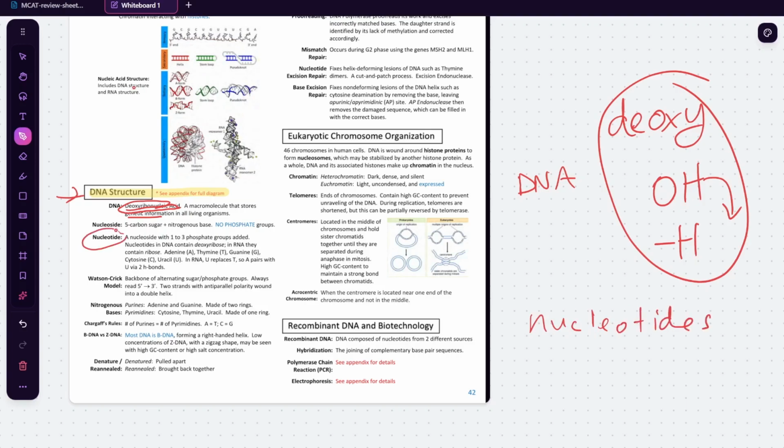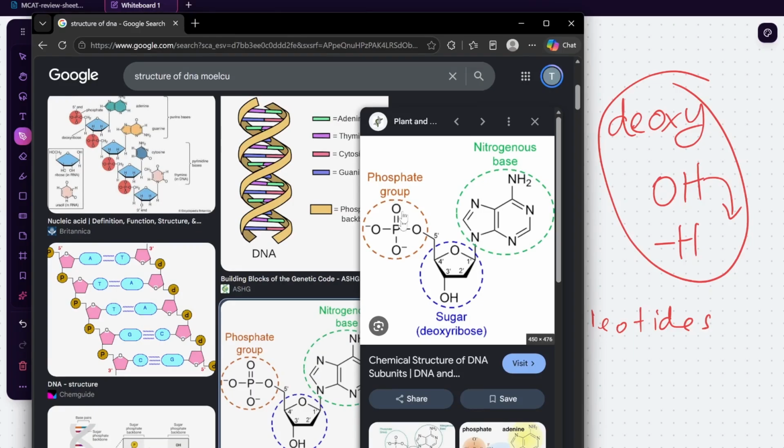So this is a nucleotide, and each nucleotide has 3 parts. It has a sugar, which is called deoxyribose, a phosphate group, and a nitrogenous base. I don't know if it shows it here. No, it doesn't, so I'll just show a structure of DNA. Oh, this one is good. There we go. You can see the phosphate, sugar, and the nitrogenous base. That's what one nucleotide looks like.